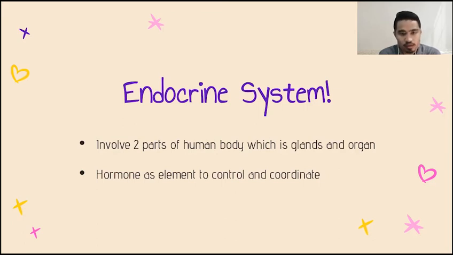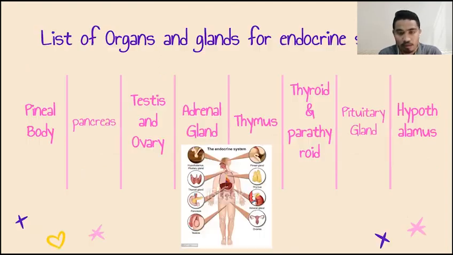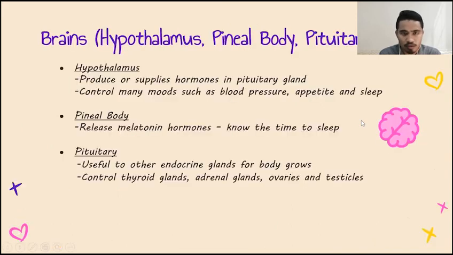So it uses hormone as element to control and coordinate the body metabolism, respond to injury, energy level, and stress. So this is the list of organ and glands for endocrine system. We have pineal body, pancreas, testes and ovary, adrenal gland, thymus, thyroid and parathyroid, pituitary gland, and the last one is hypothalamus. So the function of hypothalamus is to produce or supply hormone in pituitary gland. It will control many moods such as blood pressure, appetite, and sleep.